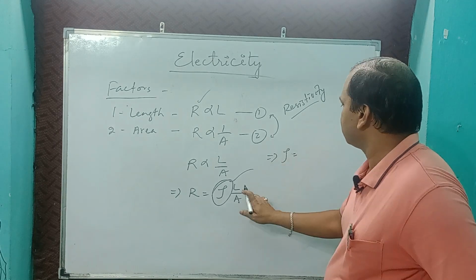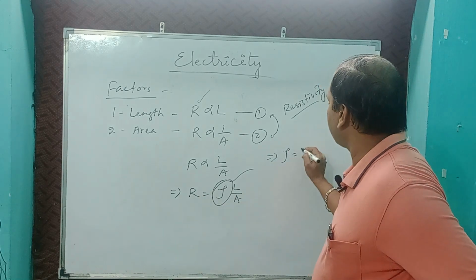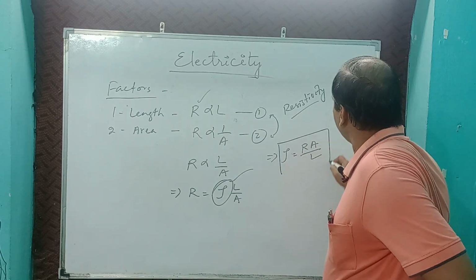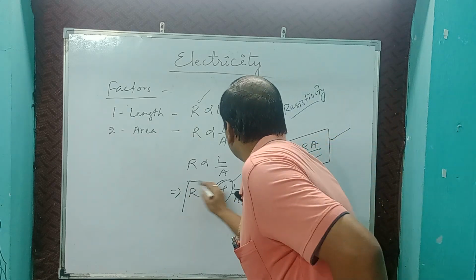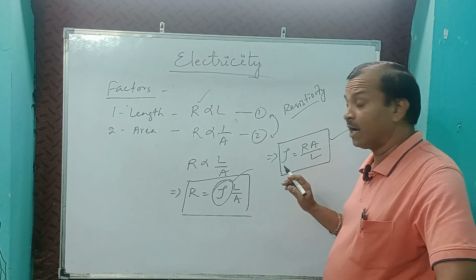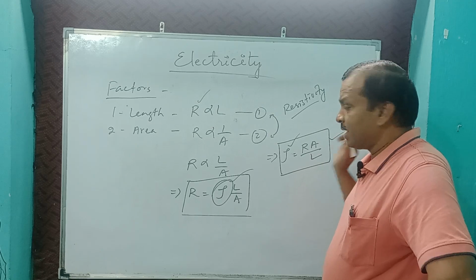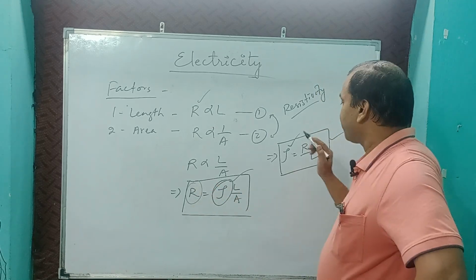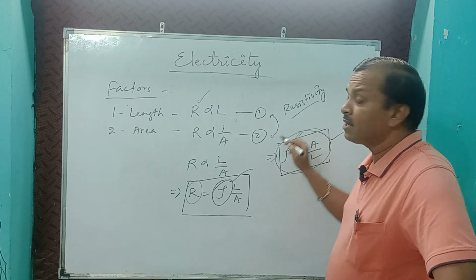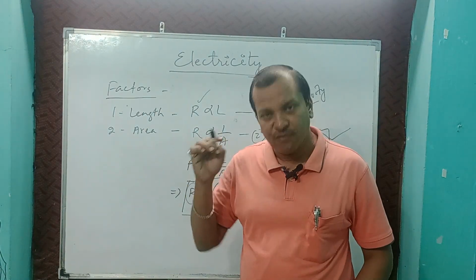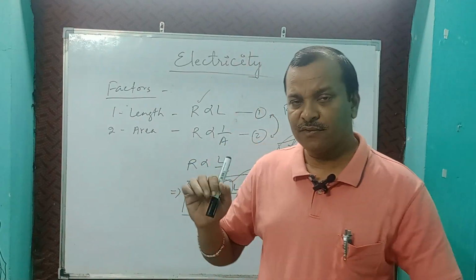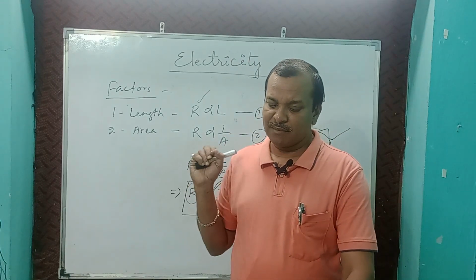Rho is equal to, if we take this to that side, then this will be A by L. So this is another formula we have to remember. R is equal to rho L by A, where rho is resistivity. If we want to find resistivity, the resistance is fixed, so the formula is rho equals R A by L. Clear? Resistivity and resistance are different. Resistance is the resistance of a conductor, but resistivity is of that material.